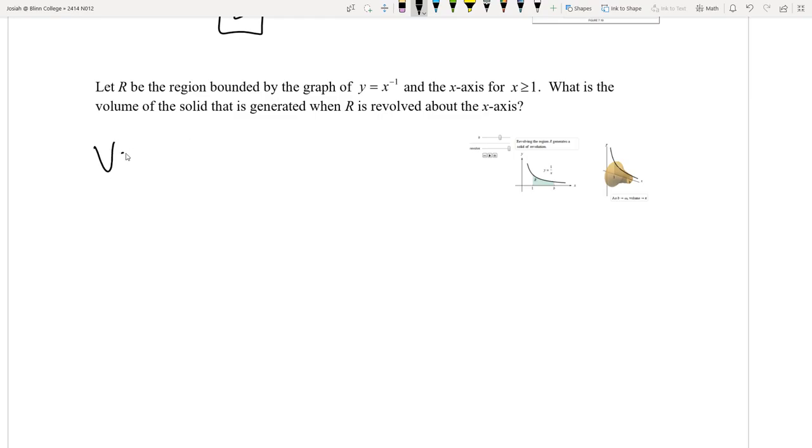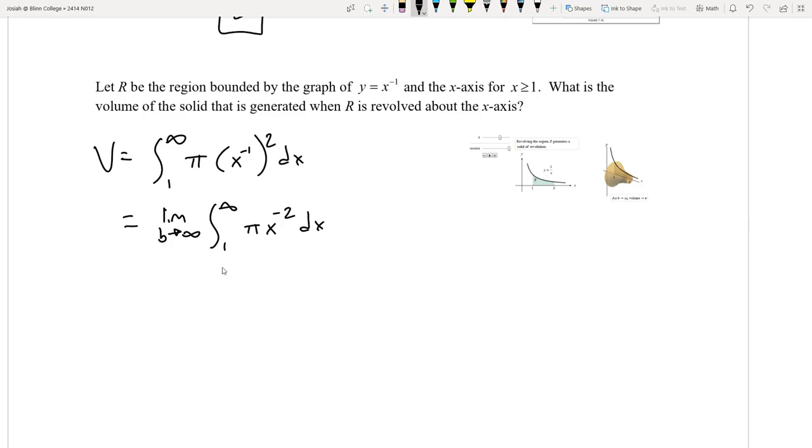So our volume will end up being the integral from 1 to infinity of pi r squared. R is going to be our function here, so we have x to the negative first squared. And again, first thing we want to do, we see an integral with infinity, replace it with some letter, let that letter go to infinity in a limit. So pi x to the negative second dx. Then pi is a constant, we'll bring it all the way out, not only out of the integral, but out of the limit as well. And then we have just x to the negative second to integrate here.